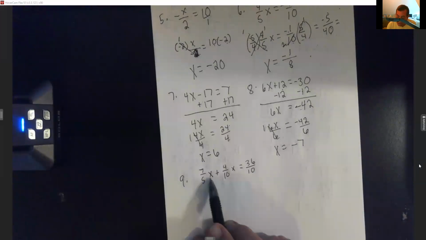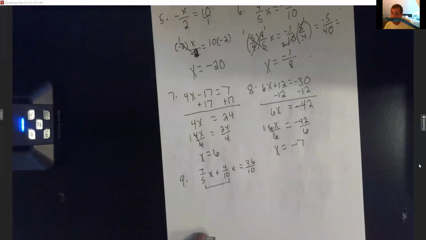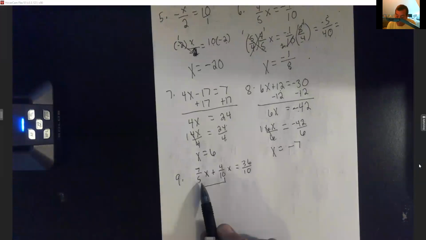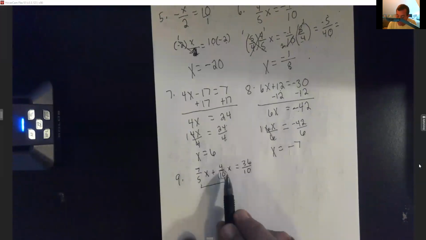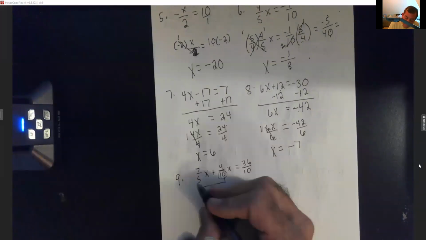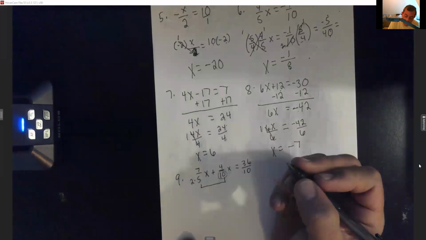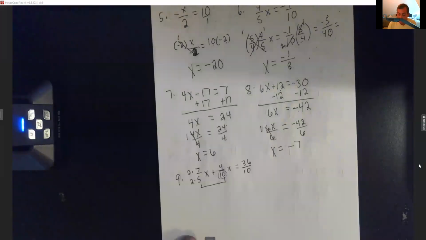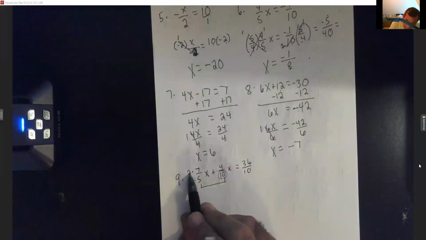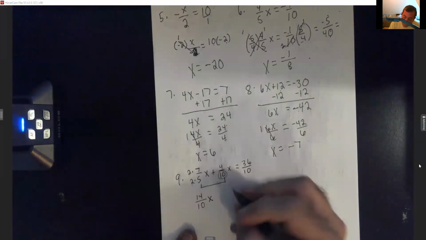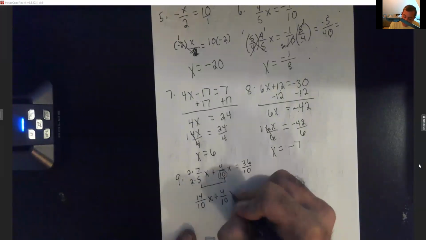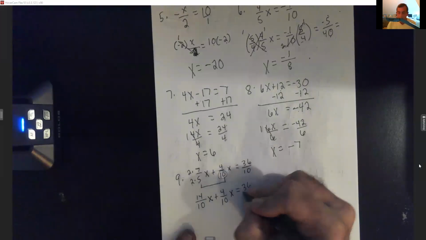Now, the x's are like terms on this side. So in order for me to add these like terms, they got to have a common denominator. And the common denominator between 5 and 10 is 10. So I'm going to change both of these so they got a 10 on the bottom. That fraction already has a 10, so I'm going to leave it alone. This one, in order to make that bottom a 10, I had to multiply by 2, which means I'm going to multiply the top by 2. So watch what I get. 2 times 7 is 14 over 2 times 5 is 10x, plus I got a 4 over 10x. That's all going to equal a 36 over 10.